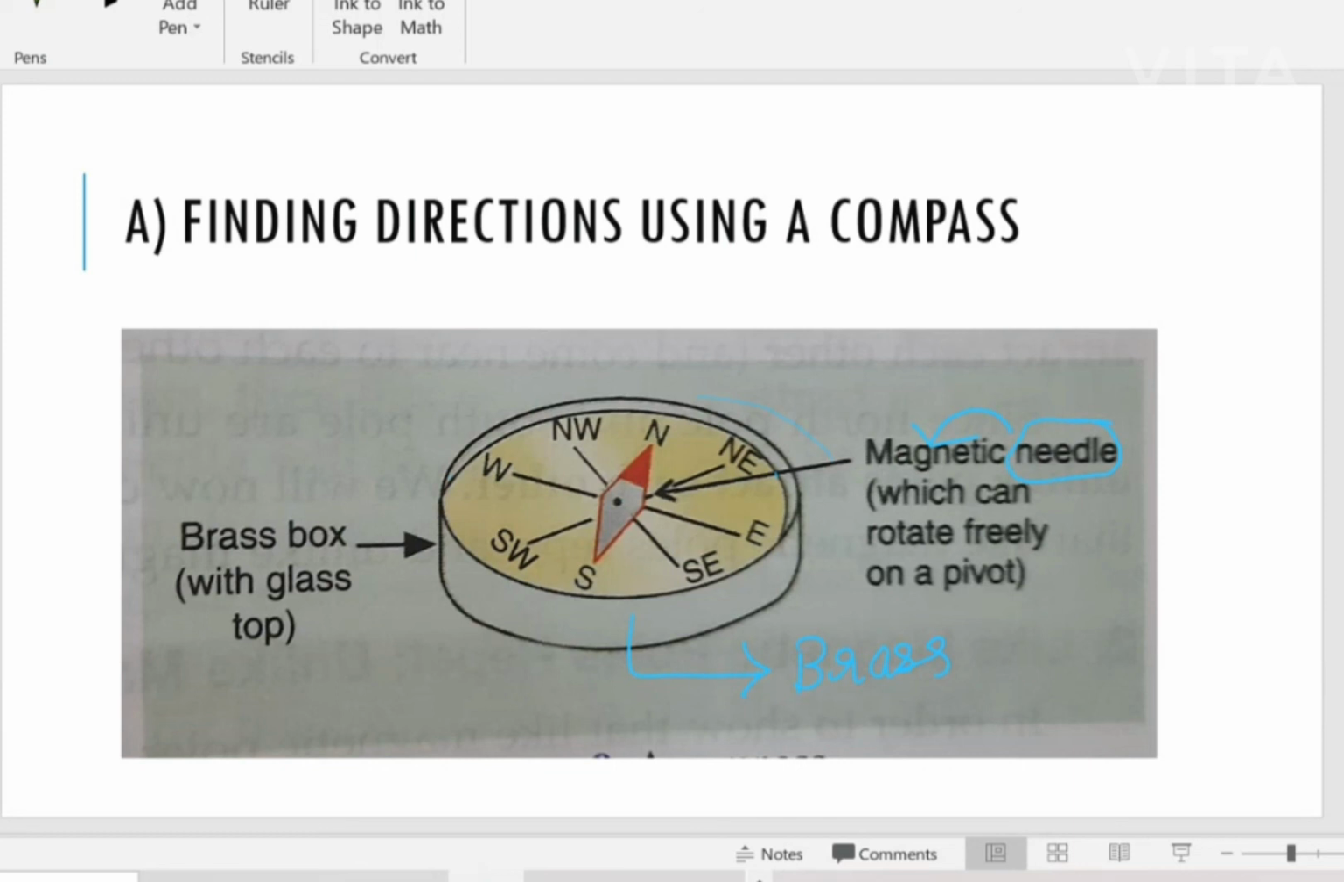Then there is a covering made up of glass. Then you have different directions. You have north, south, and in between north and east you have northeast. Between east and south you have southeast. Between west and south you have southwest. Between north and west you have northwest. So all the directions are labeled there.